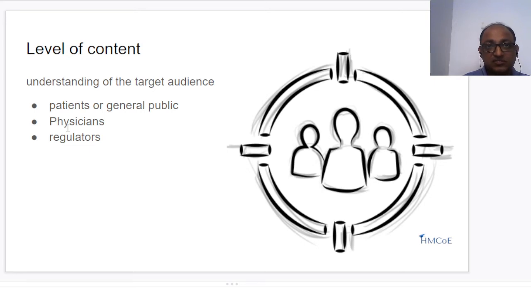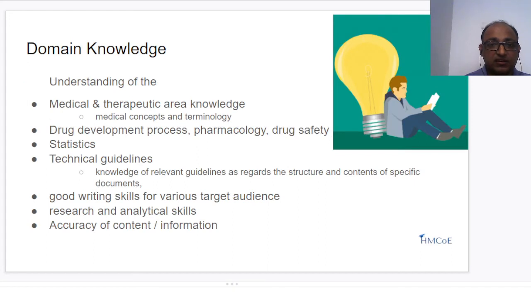Apart from this, there are the regulators. When it comes to regulators, it has to be more scientific, more evidence-based, and it will use some legal terms, and it will have some fixed pro formas, some fixed style of writing to use in your documents. So first you have to understand who your target audience is and what the purpose or objective of that document is. And based on that, you will start writing the content, and you will present the required information in that document.